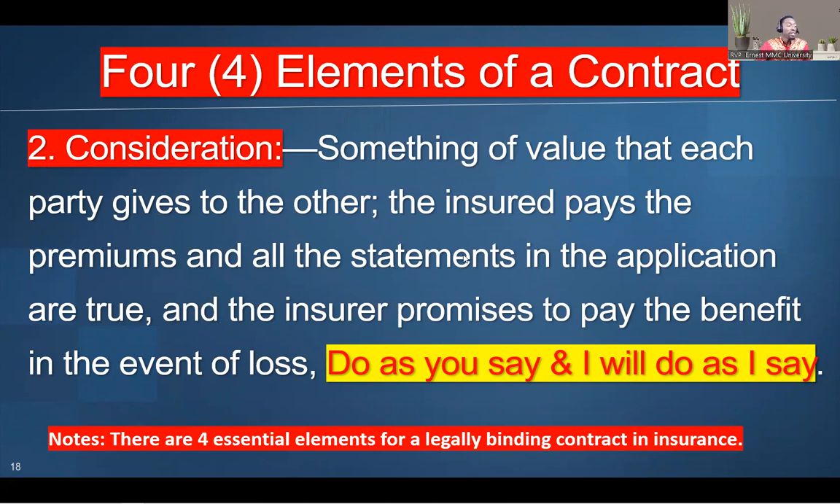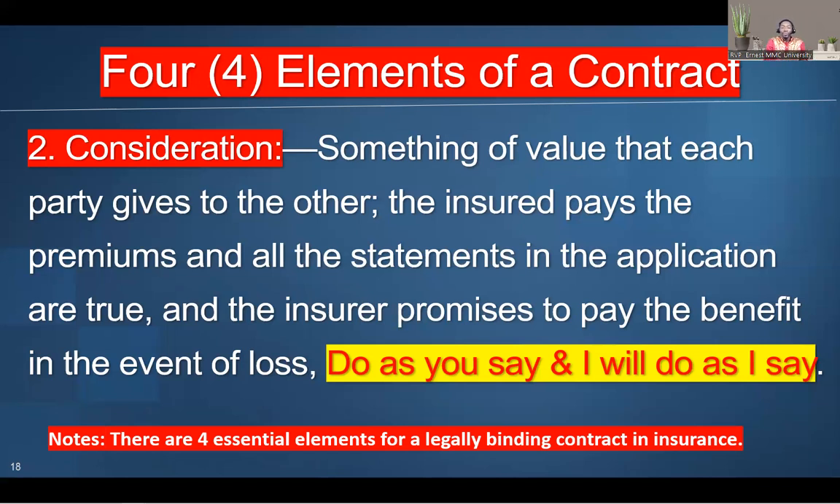now the insurance company's consideration: they promise they will pay the death benefits in the event of loss. So they promise you they're going to pay. So do as I say. No, do as you say. That's the concept that I think I just came up with. I say, do as you say, and I will do as I say. Okay, that's what the consideration clause is really saying. If you do your part, then I will do my part. So if you don't do yours, I won't do mine. So do as you say, then I will do as I say. But I promise, if you do as you say, I promise I'm going to deliver.